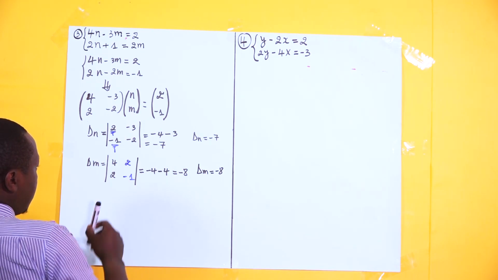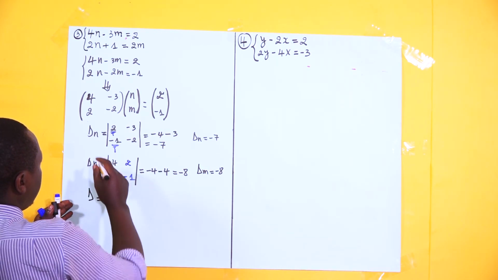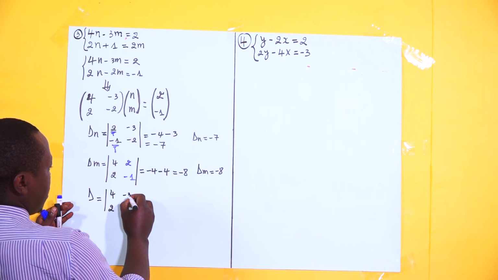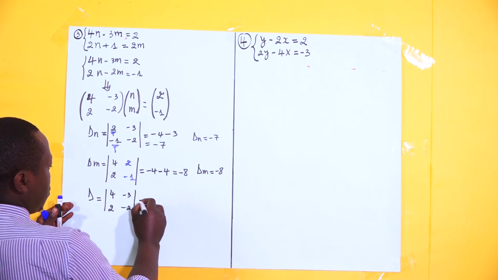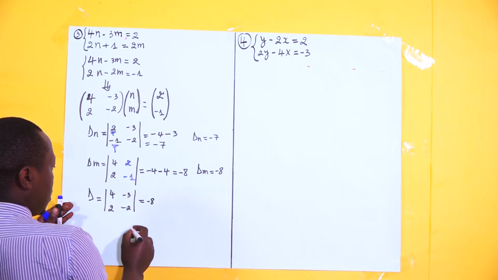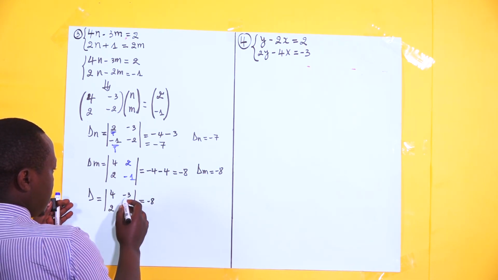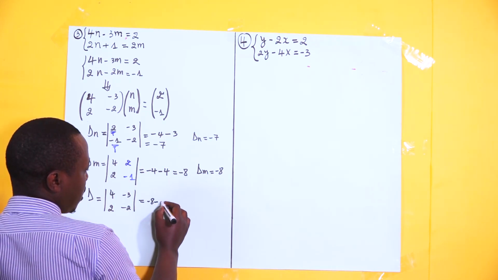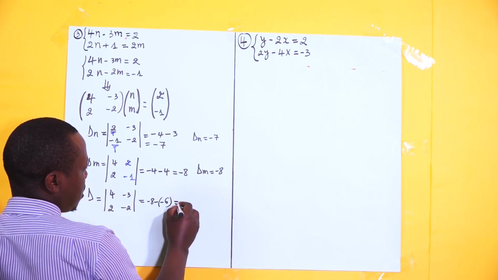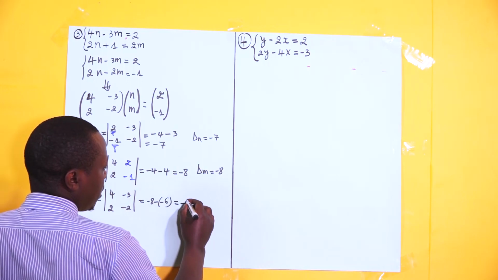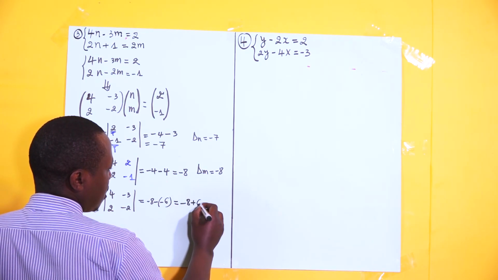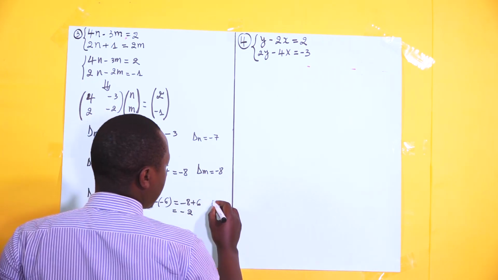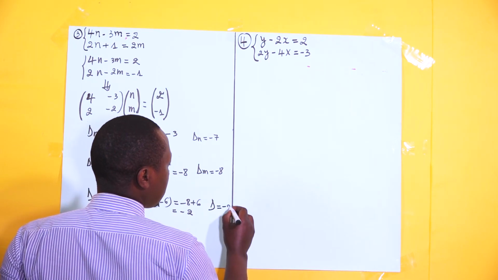Let us also find the determinant. We take this coefficient: 4, 2, -3, -2. Multiplication of 4 and 2 is 8. Then when you multiply this by this, it is negative, and remember, in the formula it is negative. So -6. The answer is 8 plus 6... wait, -8 plus 6, right? Which gives us -2. This is the determinant. Determinant equals -2.